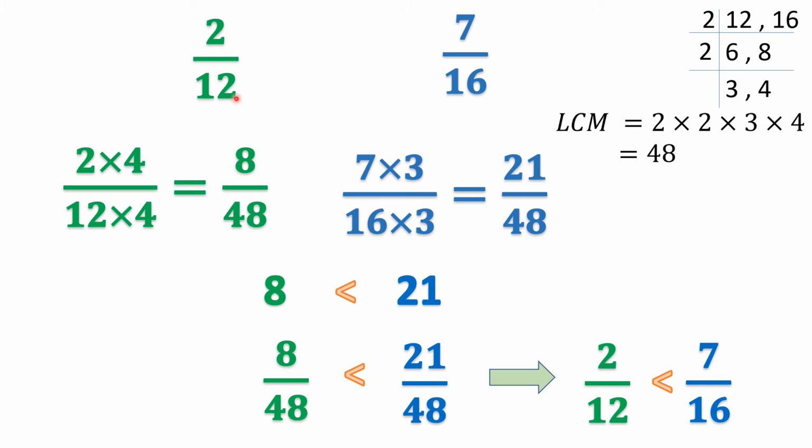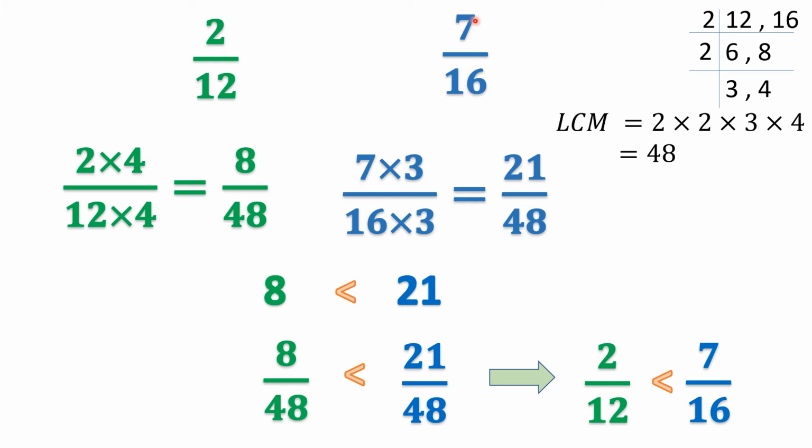So what is the LCM of 12 and 16? LCM of 12 and 16 is 48, right? So we got it from here. So LCM is 48. So that means I need to make 12 into 48 and 16 into 48, right? So if I want to convert 12 into 48, which number should I multiply with 12? I should multiply 4 with 12 because 12 into 4 is 48, right? So I multiply 4 with 12. Now if I multiply something in the denominator, I need to do the same thing in the numerator. So I multiply the numerator also by 4. So what do I get? 4 into 2, 8. 12 into 4, 48, right?